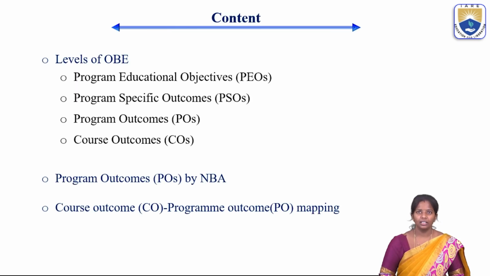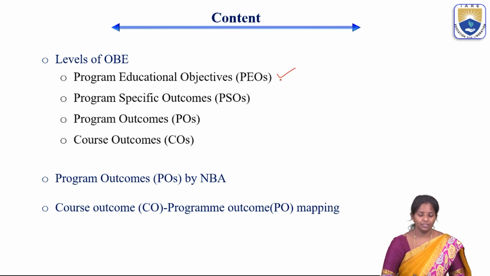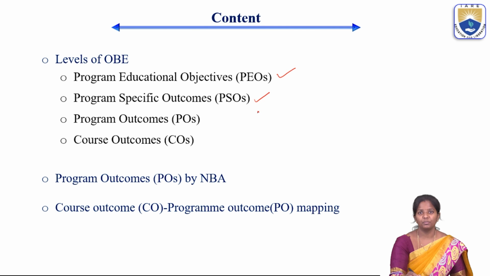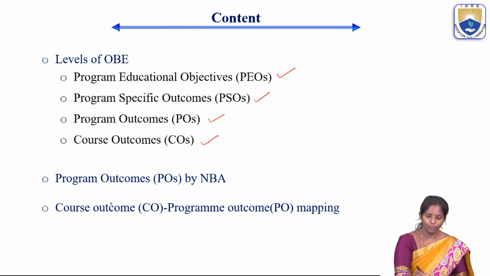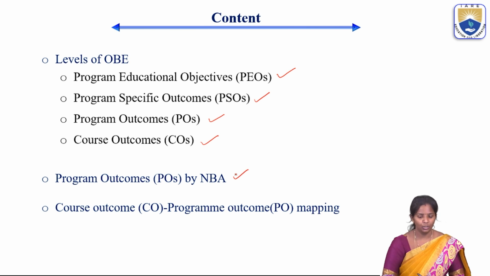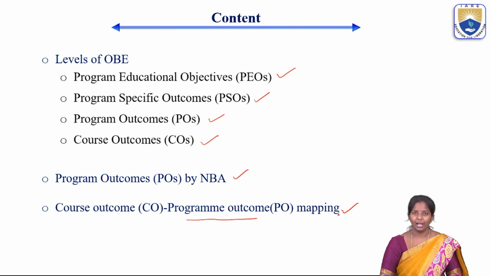So here is the content. What are the levels of OBE? Program educational objectives, then program specific objectives, then program outcomes, then course outcomes. These are the different levels in the OBE method of education. Then program outcomes by NBA, what are the proposed program outcomes by the NBA, then course outcomes and program outcome mapping. So what is this mapping? How is it done for the program and course outcomes?